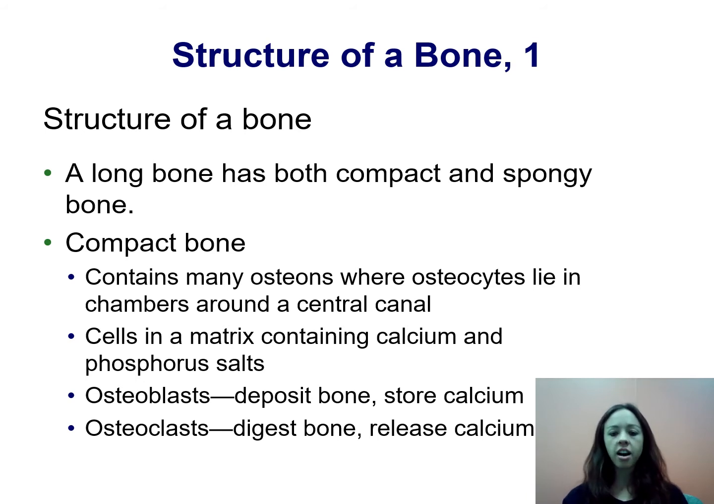Also located in the compact bone are more bone cells called osteoblasts and osteoclasts. Osteoblasts deposit bone, and osteoclasts secrete enzymes that break down the bone and release calcium into the bloodstream.